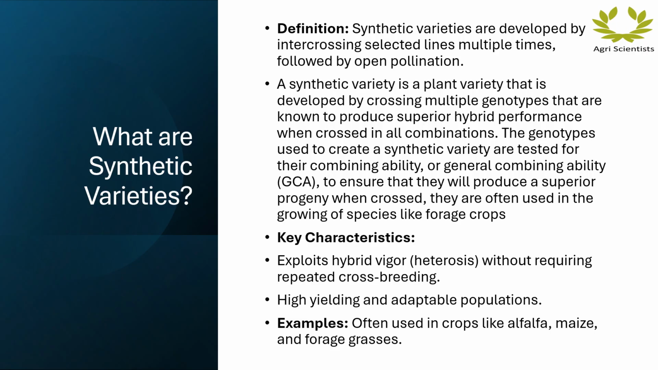The genotypes used to create a synthetic variety are tested for their combining ability, or general combining ability, GCA, to ensure that they will produce a superior progeny when crossed. They are often used in the growing of species like forage crops. Key characteristics: exploits hybrid vigor, heterosis, without requiring repeated crossbreeding. High-yielding and adaptable populations. Examples: often used in crops like alfalfa, maize, and forage grasses.